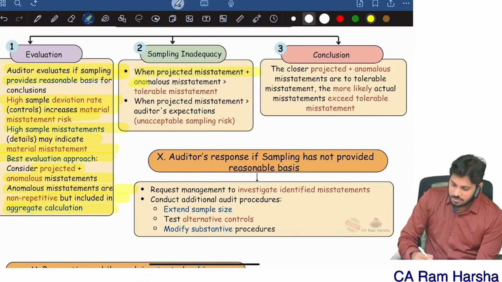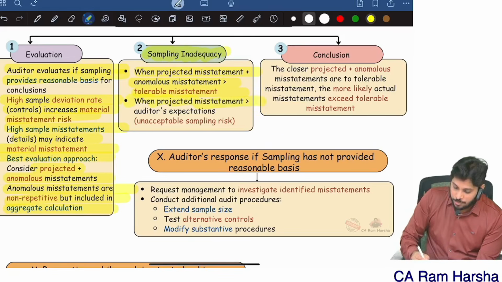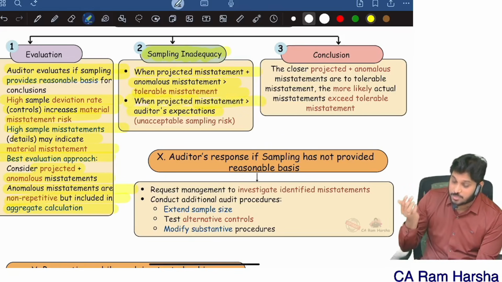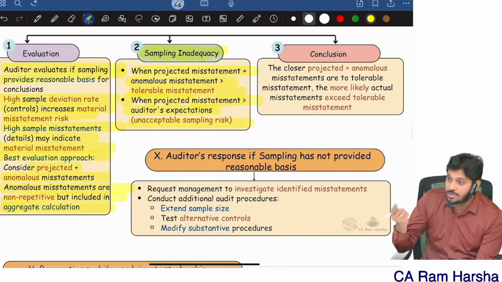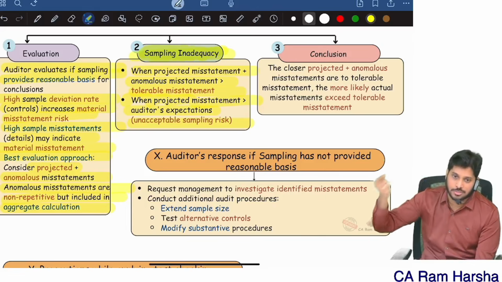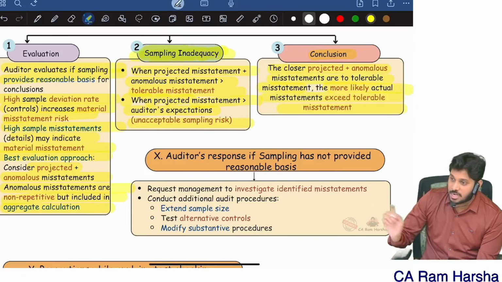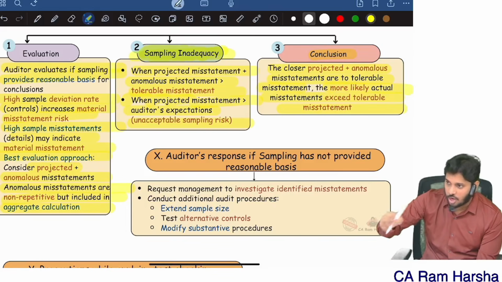When projected misstatement plus anomalous crosses tolerable, we assume that the sample is inadequate. Remember, I told you this is written as a precautionary method. When projected misstatement is more than the auditor's expectation, then also unacceptable sampling risk is there. We assume that the sampling is wrong. We increase the sample and do this once again. Conclusion. The closer the projected plus anomalous is to the tolerable, the more likely the actual misstatement is more than the tolerable level.